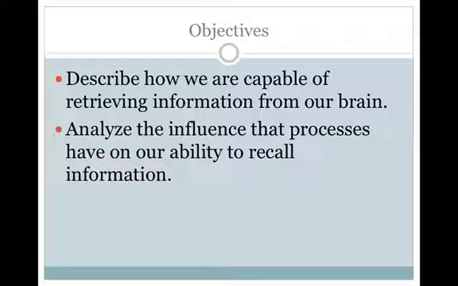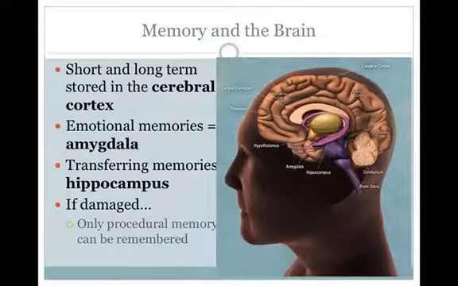All right, today we'll talk about some different things associated with memory that we started on Wednesday. So, first, we're going to describe how we are capable of retrieving information from our brain. We have information in our brain, it's stored there, but there are different ways that we have to retrieve it. We also are going to analyze the influence that processes have on our ability to recall information. We'll also talk a little bit about the biology of memory.